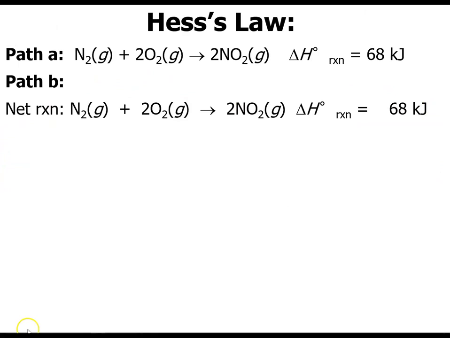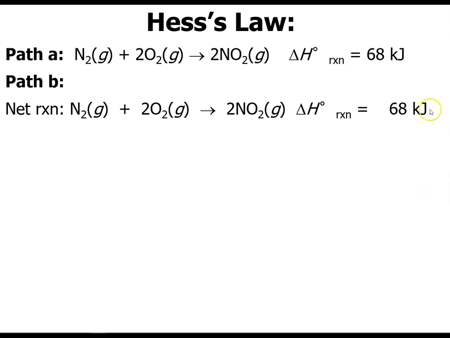In that last example, both pathway A and pathway B, in the end, overall, were the same exact reaction. We have N2 gas, 2O2 gas, react to form 2NO2 gas. And that is going to take on 68 kilojoules of energy. So in order to break these bonds, and then even the energy that's released when these are reformed, overall that is requiring 68 kilojoules of energy.